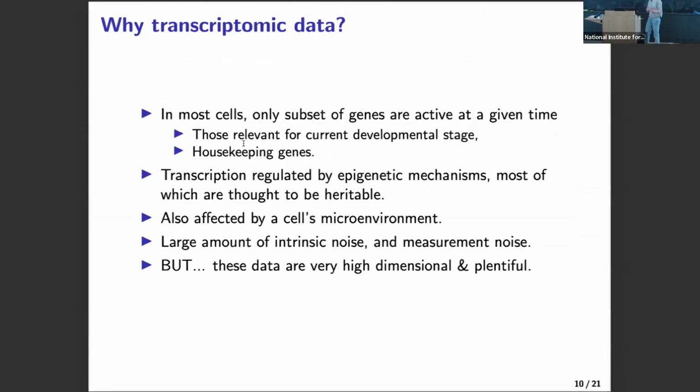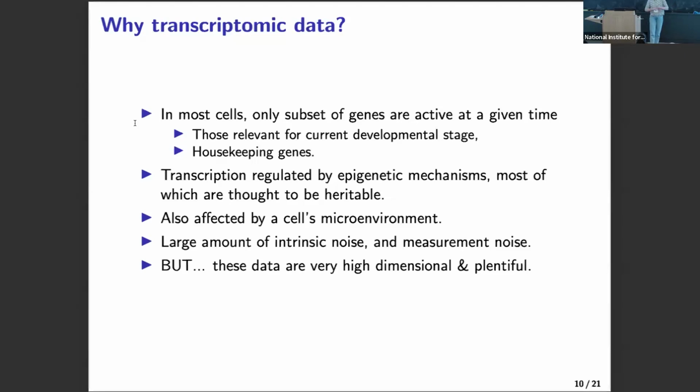In most cells, there's only a subset of genes that are active at any given time. These will be the genes relevant for the current developmental stage, and potentially housekeeping genes and maybe some others. Transcription is regulated by epigenetic mechanisms, and most of these are thought to be heritable. That's a minimum requirement for this to work. But these measurements are also affected by other processes. They're affected by the cell's microenvironment. There's a large amount of intrinsic noise due to cell cycle variations, for example. And then there's measurement noise, technical sampling noise that arises from this technology.